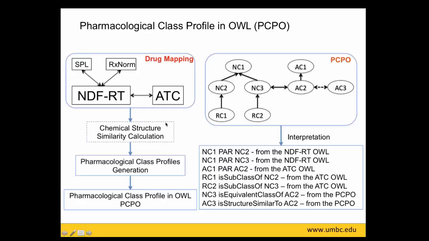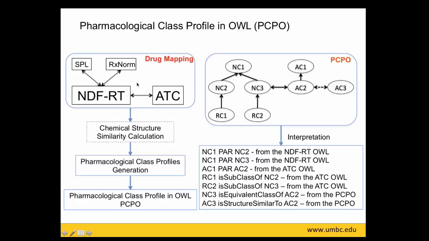We are using, for example, drug class data such as ATC and NDFRT. We generated drug mappings and created the drug class mapping between these two resources. We also integrated some of the clinical drug data from the structured product label and RxNorm as a second layer, which can add more clinical drug information under each of the drug classes we created.